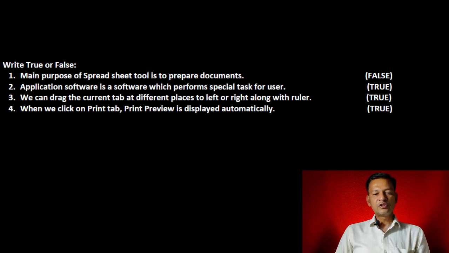Second, application software is software which performs special tasks for the user. Yes, this is true. Application software is ready to use. Third one, we can drag the current tab to a different place, left to right, along with the ruler. So this is also true. Last one, when we click on the print tab, print preview is displayed automatically. Yes, true. Print preview shows automatically.